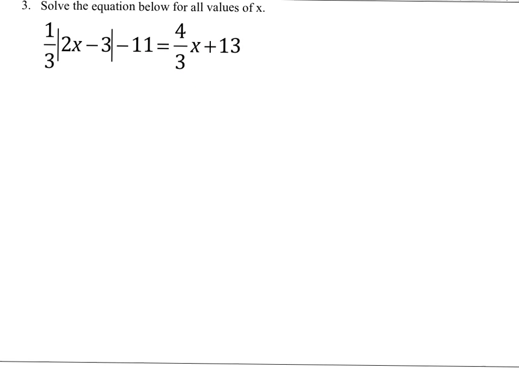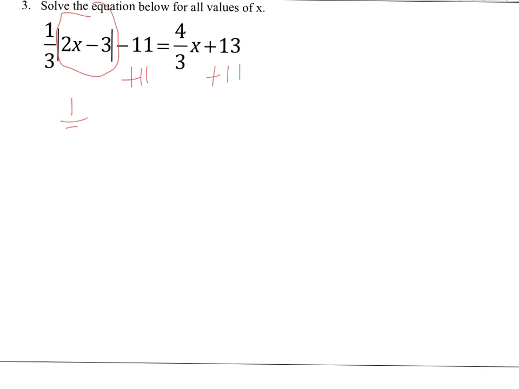Solving the absolute value. Well, this went so well last time that I'm really excited to do it again. First thing I'm going to try to do is get my absolute value thing by itself. And I have not done this one out, so I have no idea what to expect for an answer. So this could be fun. So I'm going to add 11 to both sides.